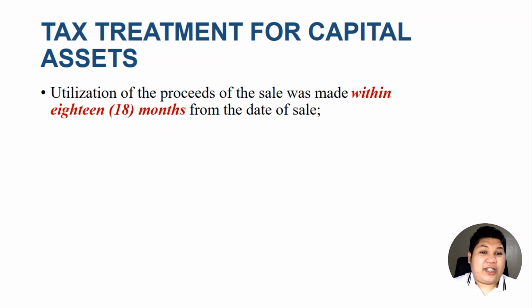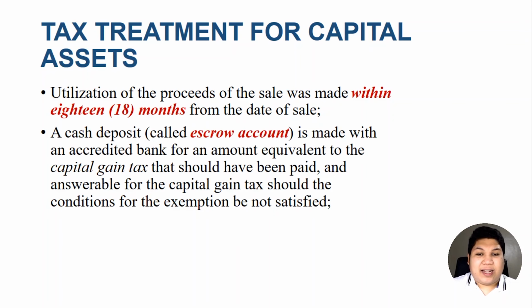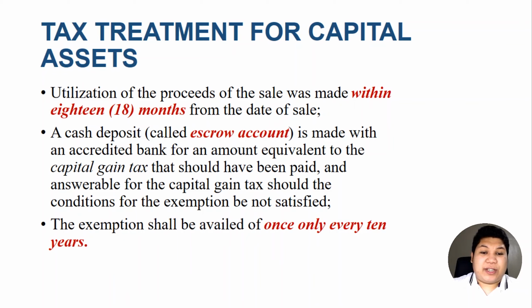And the utilization of proceeds of the sale was made within 18 months from the date of the sale. And there is a cash deposit called escrow account with an accredited bank for an amount equivalent to the capital gains tax due that should have been paid if not exempted. And the exemption shall be availed only once in every 10 years.